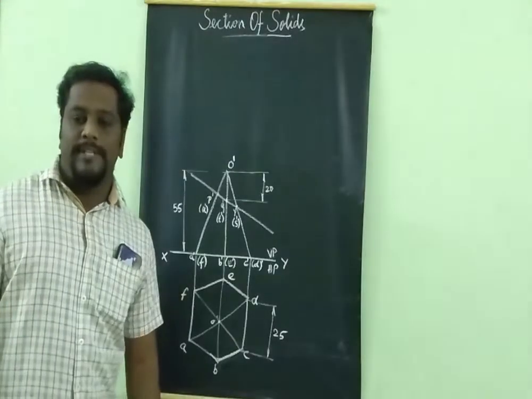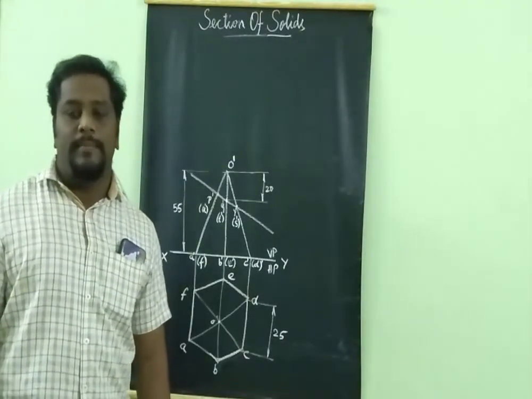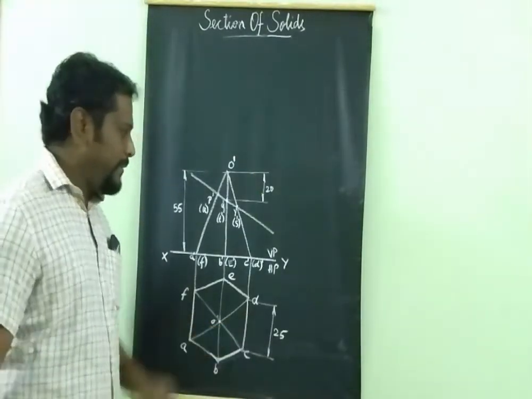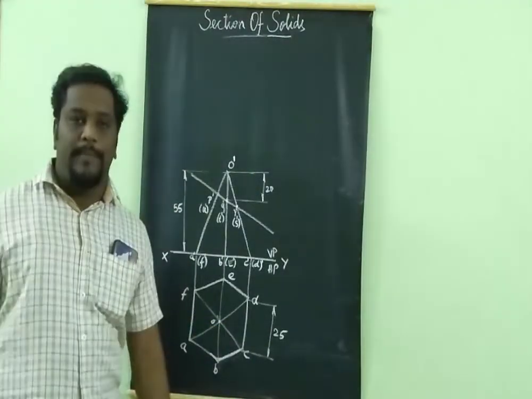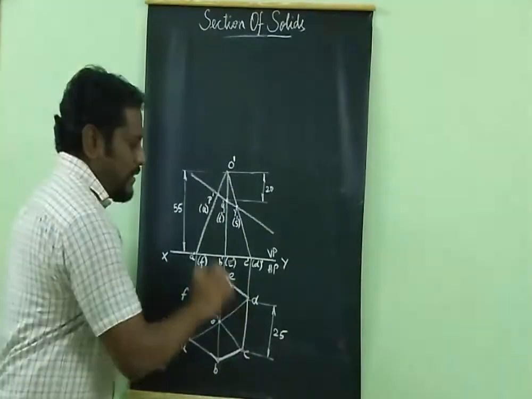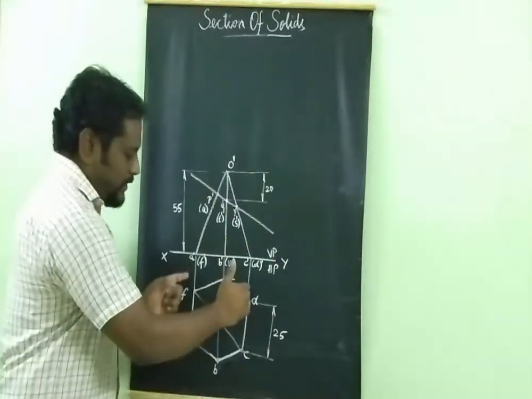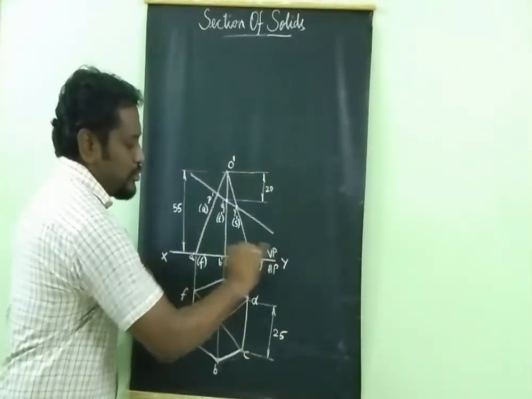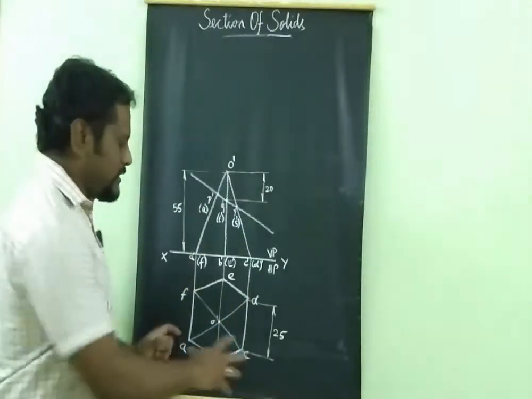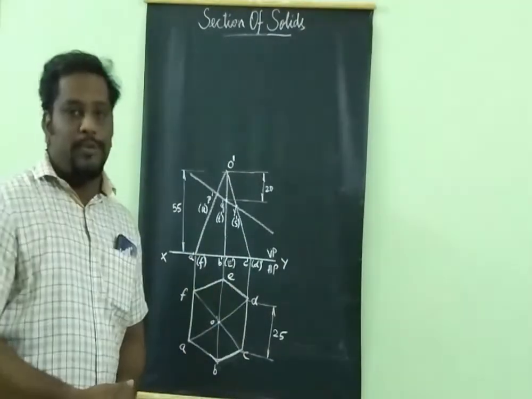In the next problem, it is given that it's a hexagonal pyramid of base side 25 mm and axis 55 mm, and its two base edges are perpendicular to VP. So these two base edges are perpendicular to my vertical plane. So this is how I have to draw the simple position, right?